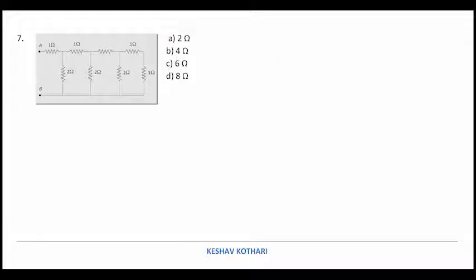So let us solve this one. If we solve this one over here, we find that these two are in series, 1 ohm and 1 ohm, 2 ohm, and this 2 ohm and this 2 ohm will combine together to give you 1 ohm again. Again, this 1 ohm and 1 ohm is in series, that is 2 ohm, and again in combination with this 2 ohm it will become 1 ohm. So again 1 ohm and 1 ohm will give you 2 ohm, and in combination with this 2 ohm it will give you 1 ohm, and then 1 and 1 will give you 2 ohm. So the correct option is going to be 2 ohm.